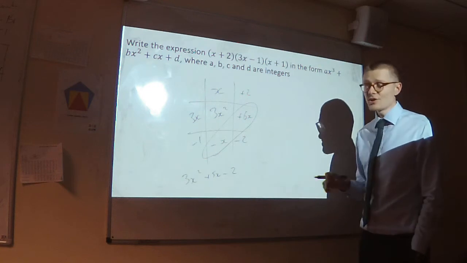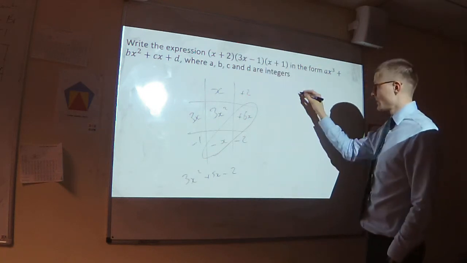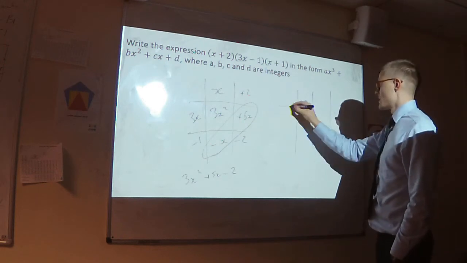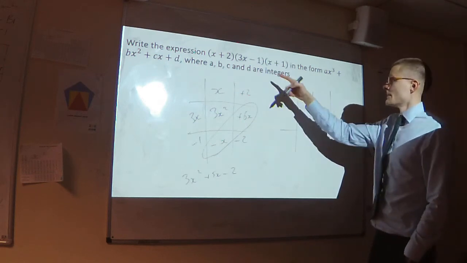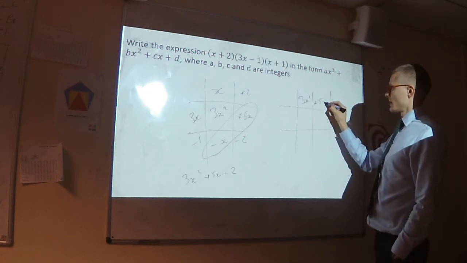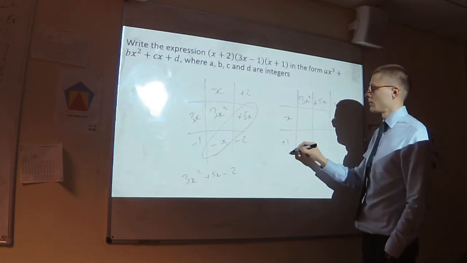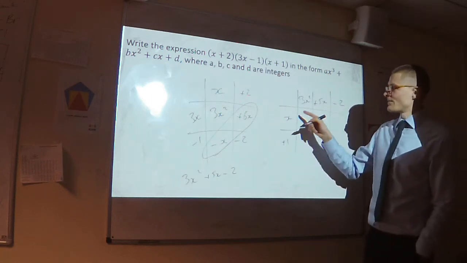I'm not quite finished because I've got 3 brackets, so I need to do this multiplication by this last bracket. This time it's a 3-part grid, and I've got this, which is 3x squared plus 5x minus 2, and I've got x plus 1. Same thing again, every single box.